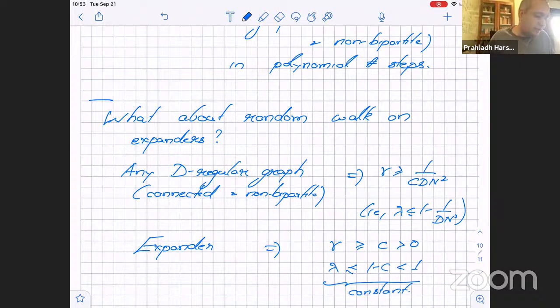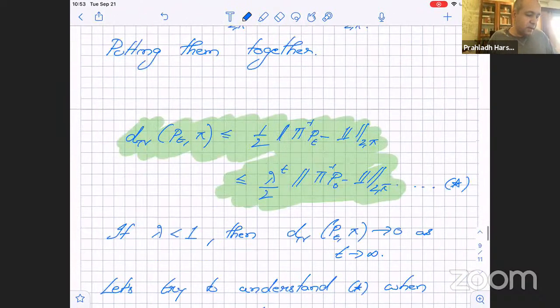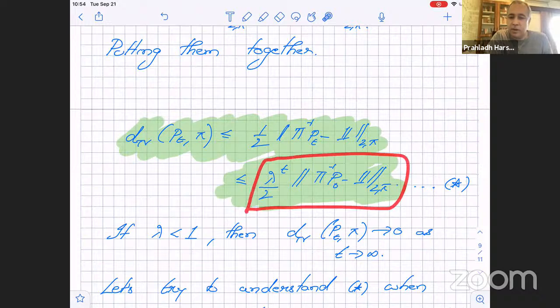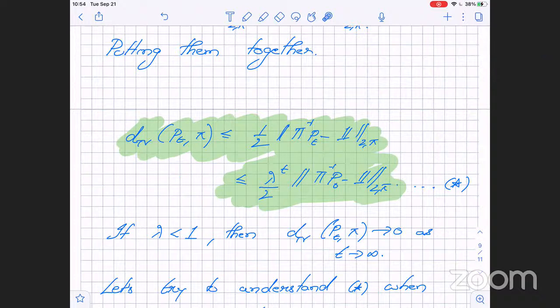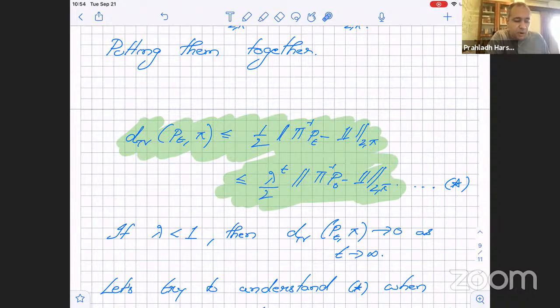Okay. So now let's apply the same thing for expanders. Here lambda is a fixed constant. It's bounded away from 1. It's like 9/10 or 99/100 or 1/4 or some such thing. Then how many steps do you have to take so that this becomes inverse polynomial? Log steps.